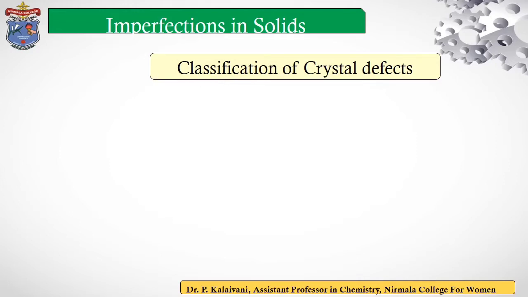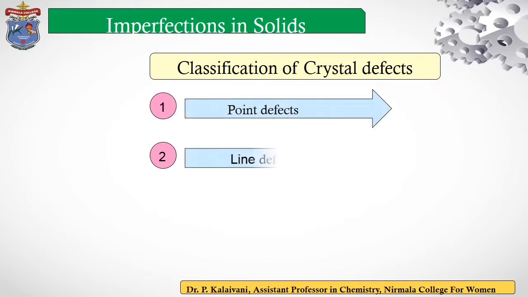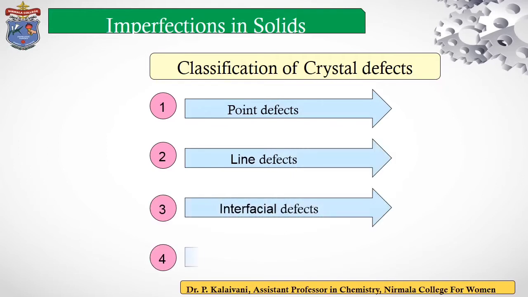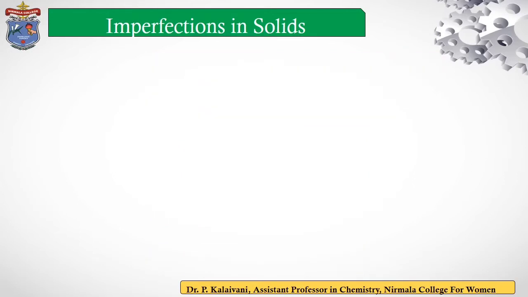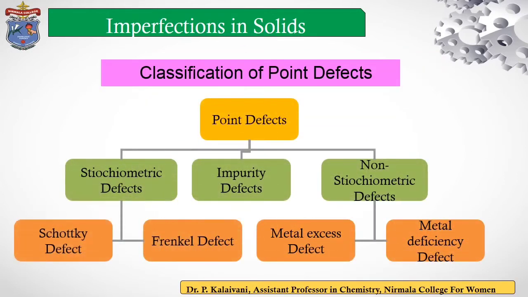Crystal defects are classified into four types. They are point defects, line defects, interfacial defects and volume defects. In this module, we concentrate on point defects, more specifically in the ionic solid. Any deviation from the perfectly ordered atoms or ions or molecules in crystals is called imperfection. Point defect can be defined as irregularity or deviation from ideal arrangement in the entire row of lattice point.